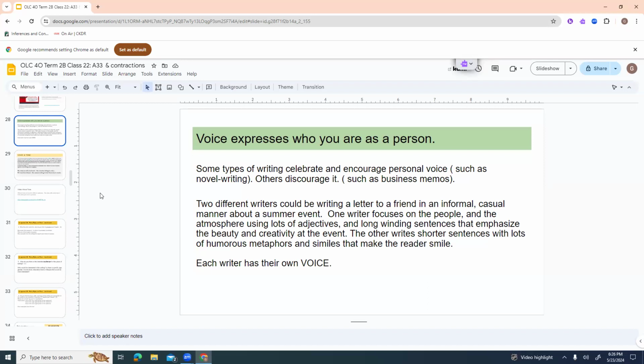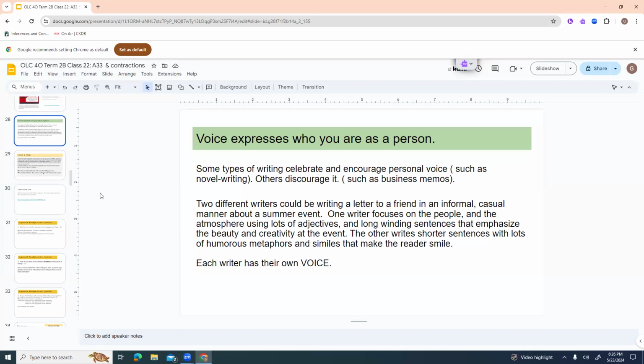Voice expresses who you are as a person, and some types of writing celebrate and encourage personal voice, like novel writing, speech writing, songwriting, but others really discourage it. They want everything to seem objective, informal, kind of like Spock talking, things like business memos.